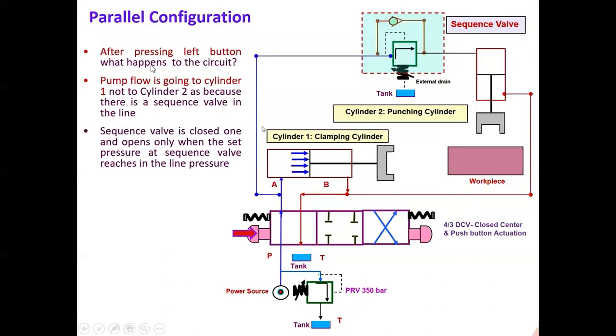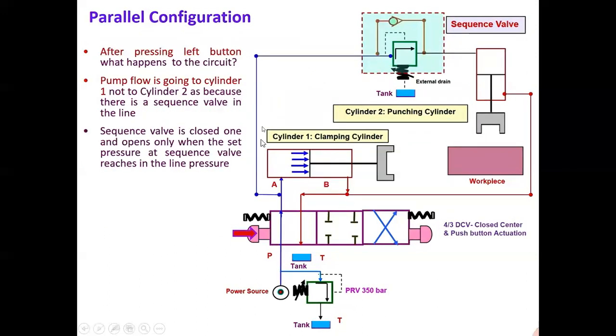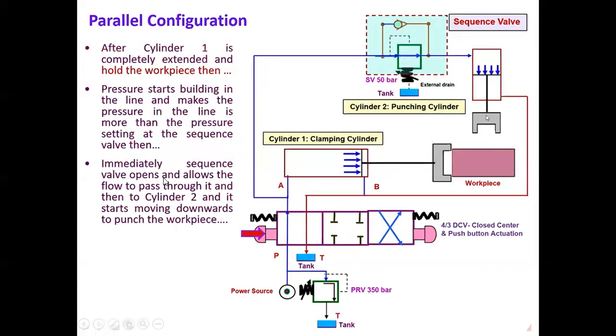Parallel configurations. After pressing the extend button, what happened in the circuit? We have seen and discussed the first position. Pump flow is going to cylinder 1, not cylinder 2, because there is a sequence valve in the line. The sequence valve is closed and opens only at its set pressure, which is 50 bar line pressure.